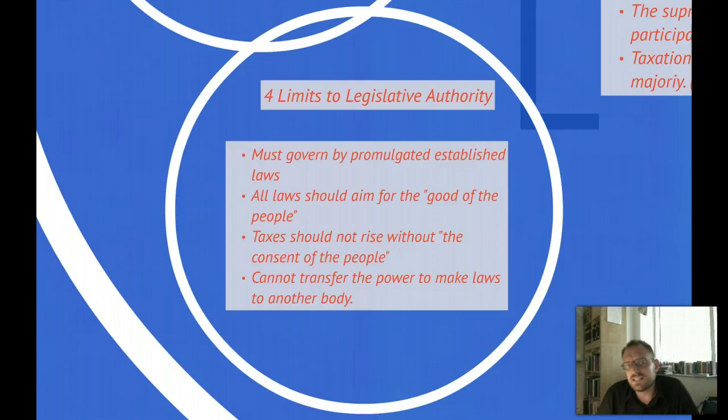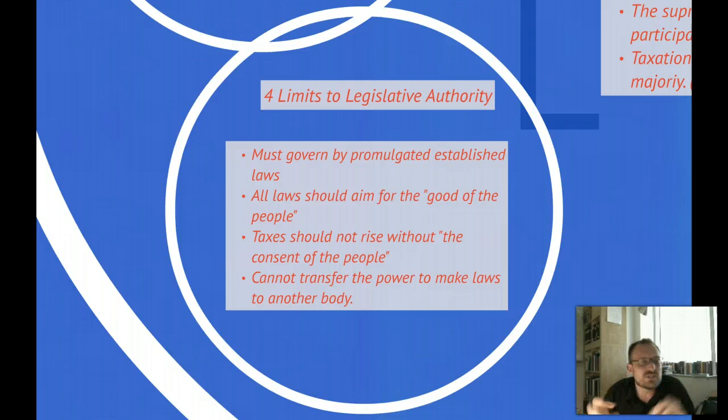Now, there are 4 limits to legislative authority we have to talk about. The first is you must govern by promulgated established laws. What does that mean? Locke talks about this. Really, this means that you have to establish laws that are universal in their reach and in their effect on others. That is, you can't make a certain set of laws for the poor and a certain set of laws for the rich. That is illegitimate because, remember, the legislative authority for any contractual system of a commonwealth depends on everyone's consent, the rich or the poor. And so making laws that, for instance, help the rich but penalize the poor would be, in Locke's view, illegitimate. And that's part of the limit of the legislative authority.